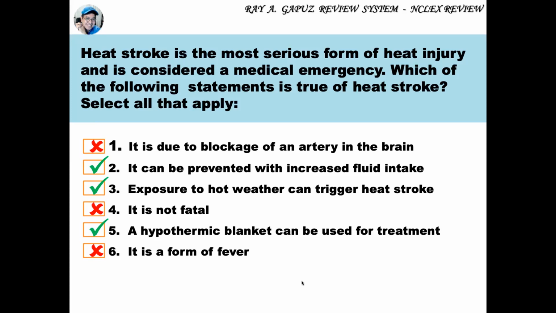And number 6, it is a form of fever. No. Like I said, we only promote measures to decrease the temperature of our patients by using hypothermic blankets. We can also pat them with a cold towel. But if you want to decrease the temperature of your client in 5 minutes, we cannot do so. We have to decrease it gradually.